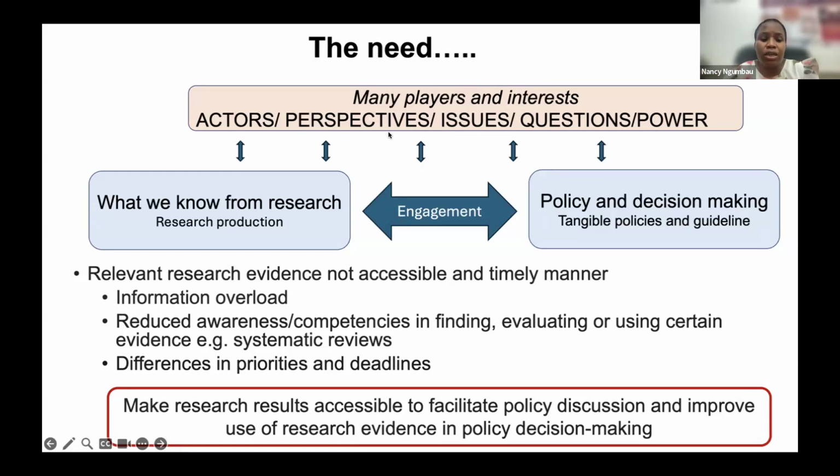So the need we are trying to address is, how do we make our research results accessible, and how do we begin to facilitate policy discussion and improve the use of research evidence in policy making? When we started, that was the goal that we had.